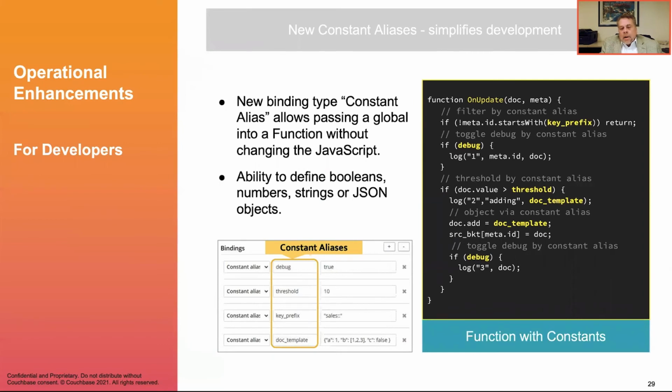Constant aliases allow you to do interesting things like passing a debug level into your function to suppress printing items in production that you would typically want to see in development, or setting a threshold, or passing in a key prefix to a generic function that's a point tool, let's say you possibly wanted to delete everything or archive everything with a particular prefix. You can also pass any sort of template or object. You can do a number, a Boolean, a string, or a JavaScript object down there at the bottom.